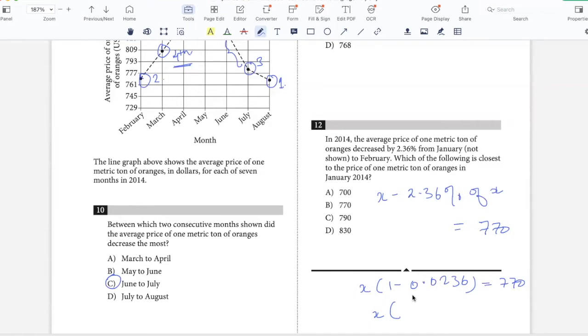1 minus 0.0236 is 0.9764, and that's 770. So X would be 770 by 0.9764. So that's 770 by 0.9764. So about 788, close to 790. So option C.